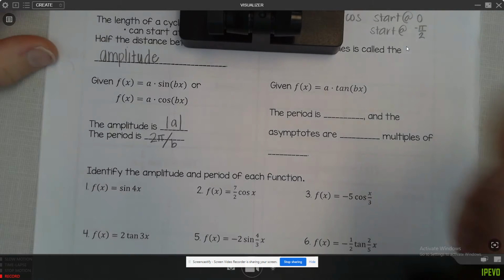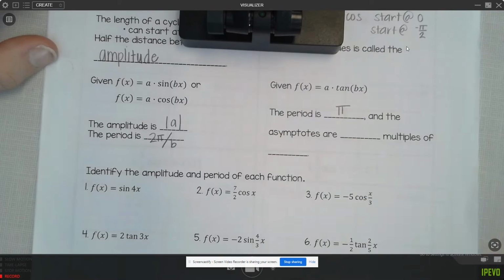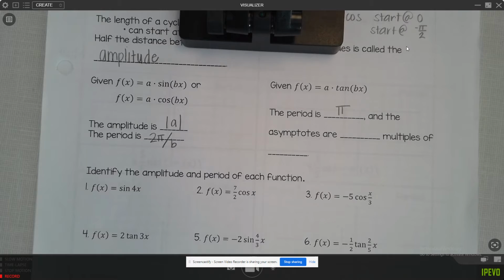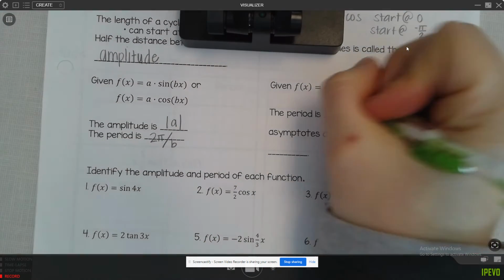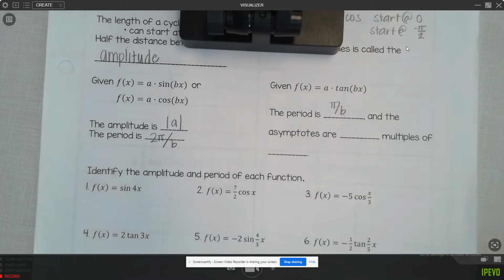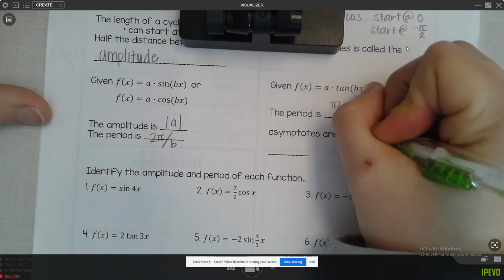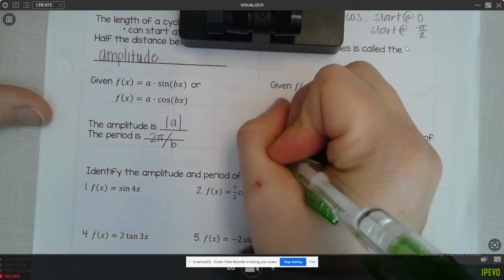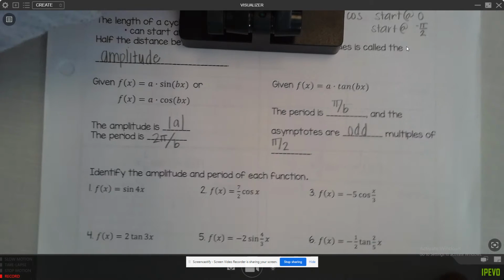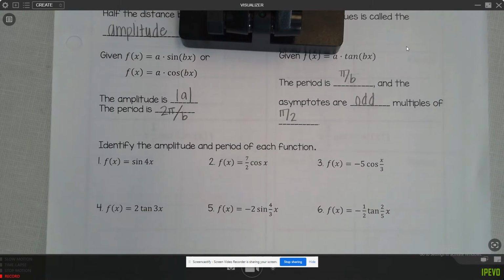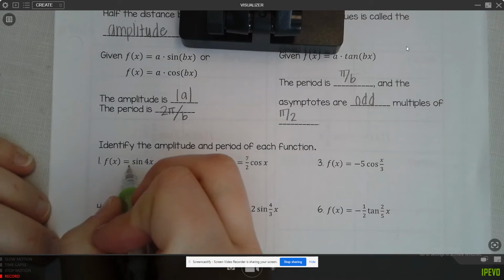For tangent, things change a little bit. Your period is now pi, or pi over b, I should say. Pi over b, and the asymptotes are odd multiples of pi over 2. Okay, period 2 pi for sine and cosine, and the period is just pi for tangent. Now what we're going to do on the front here is just identify the amplitude and the period of each function.